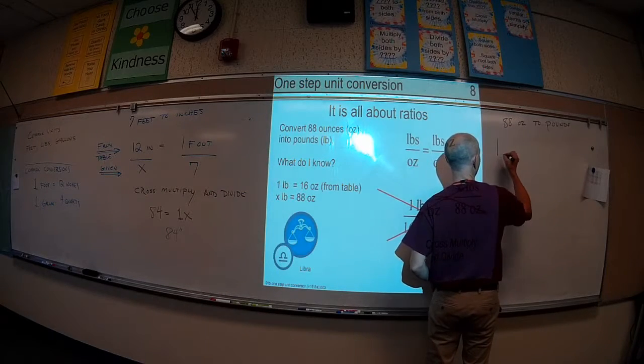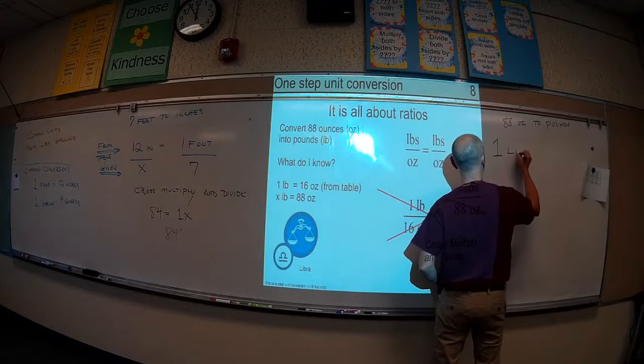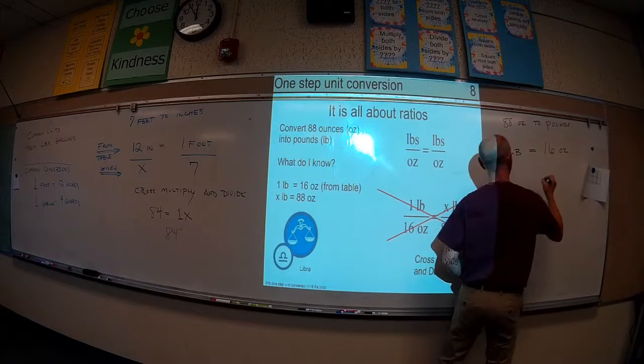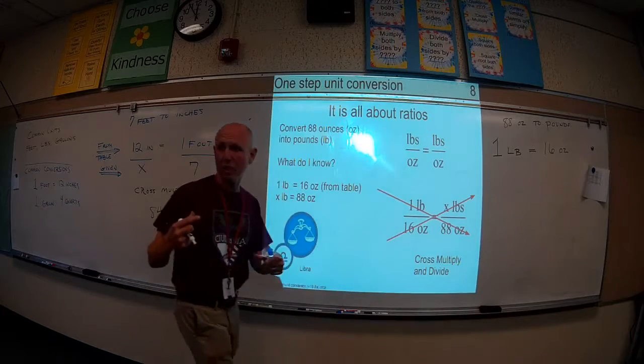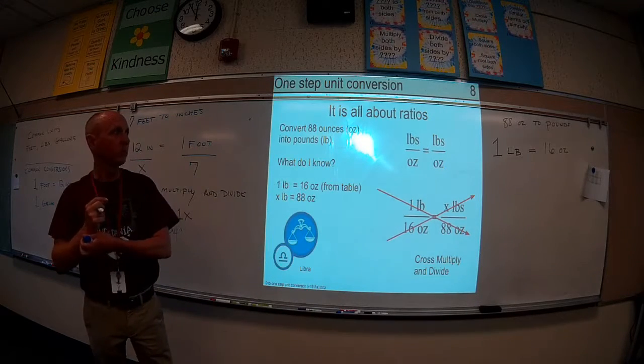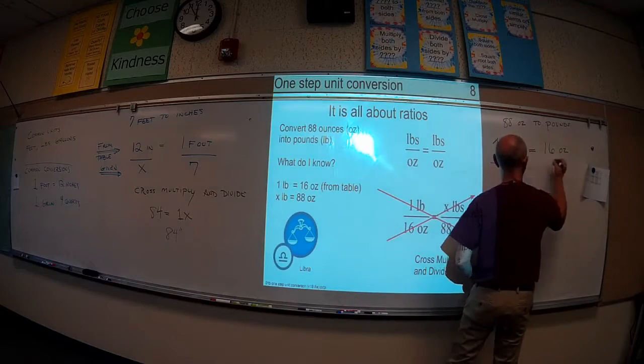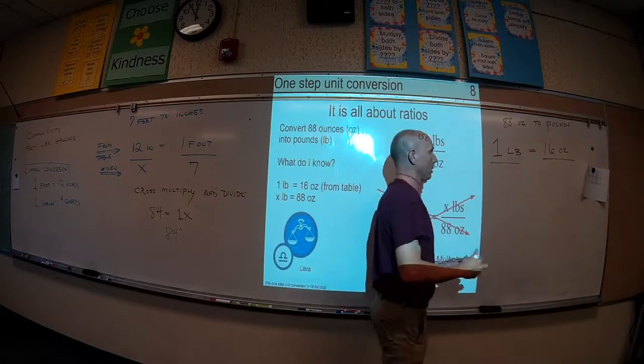Okay, so I'm gonna do 1 pound equals 16 ounces. There's the connection. Turning it into ratios.